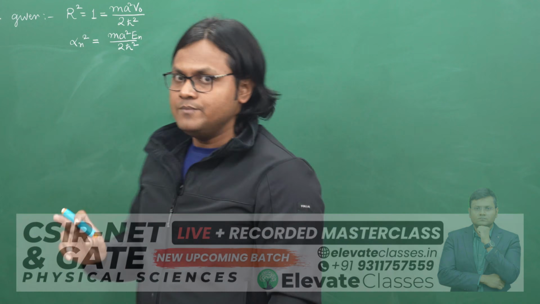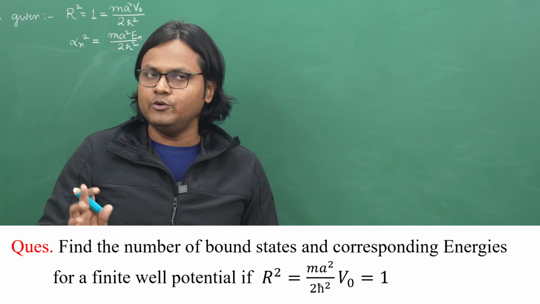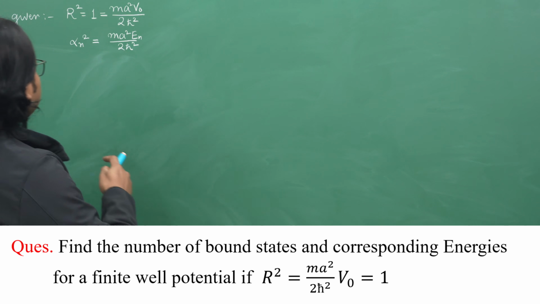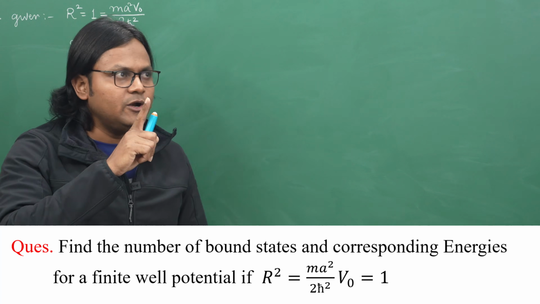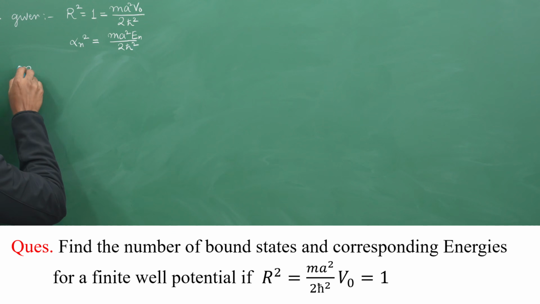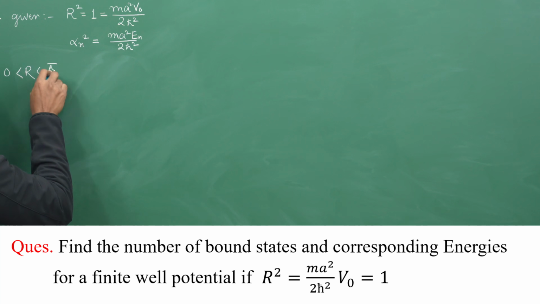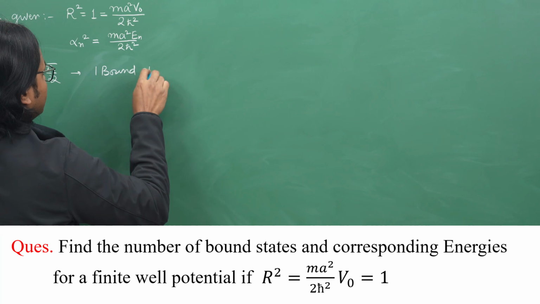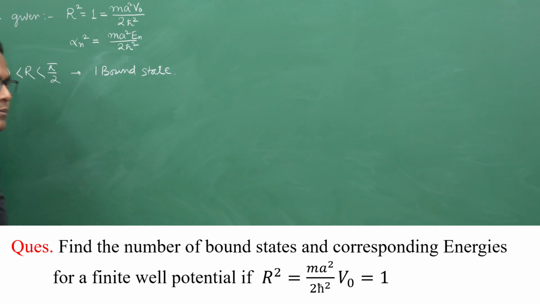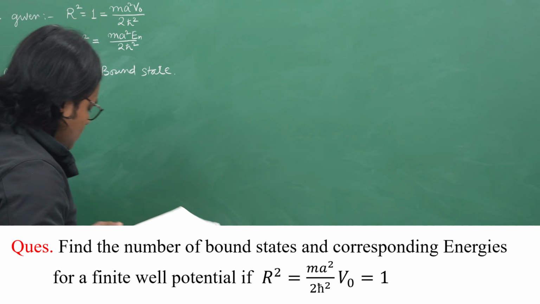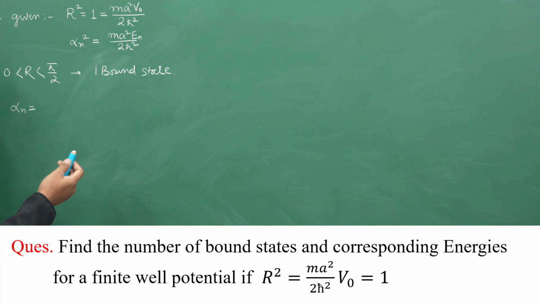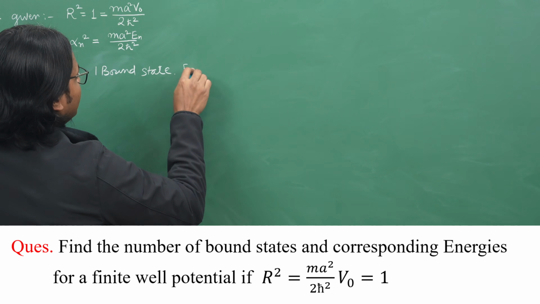Because r is equal to 1, r is less than pi by 2. Pi by 2 is around 1.5. So because r is less than pi by 2, do you remember how many bound states we have for r less than pi by 2? For r greater than 0 but less than pi by 2, we have one bound state, which is basically the ground state solution, and that is an even eigenfunction. So for an even eigenfunction, what was our condition? Our condition was alpha n is equal to, or I should say alpha naught, because only one bound state is going to exist, so it will have an energy level of E naught.